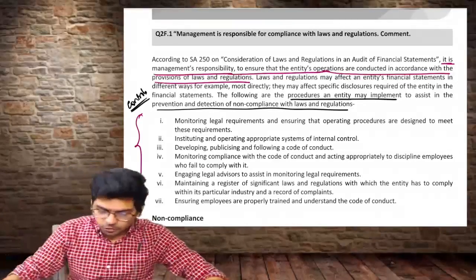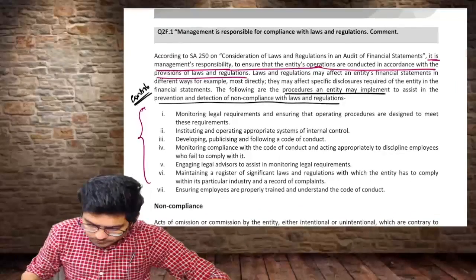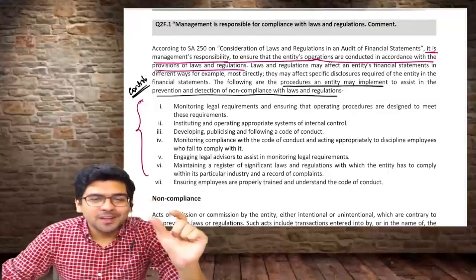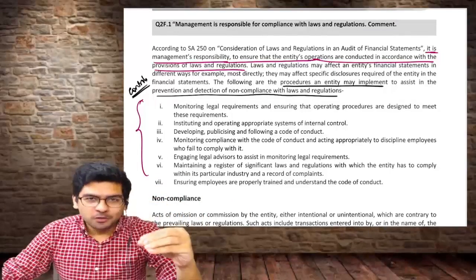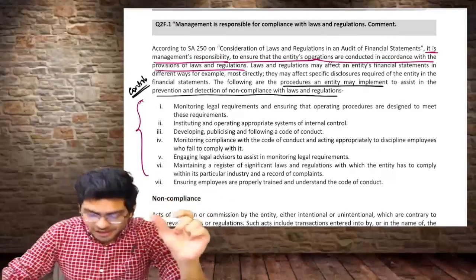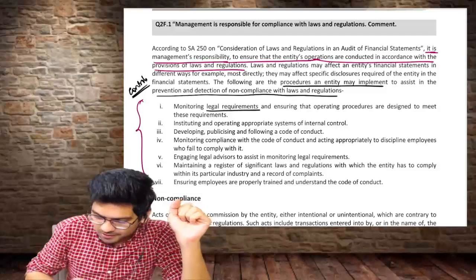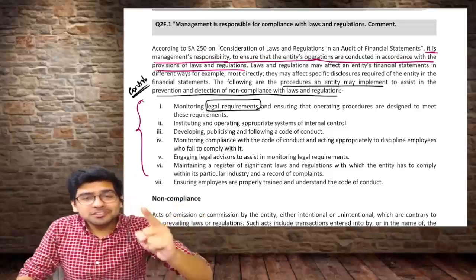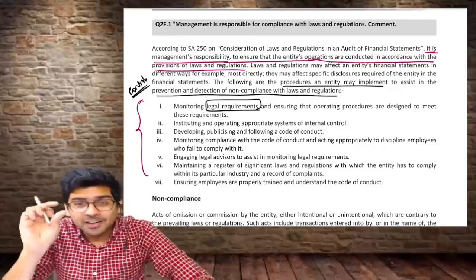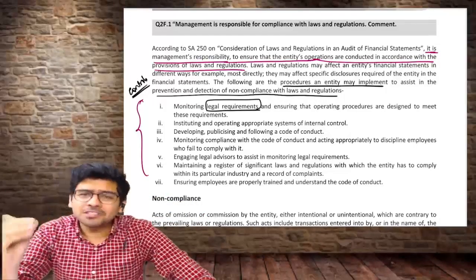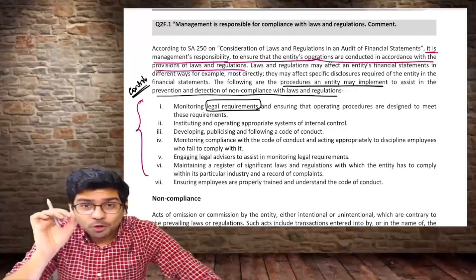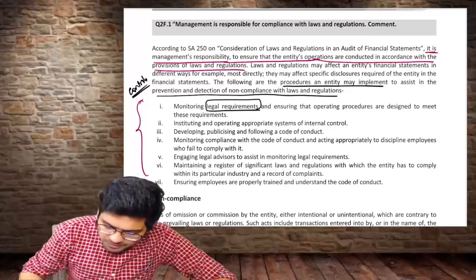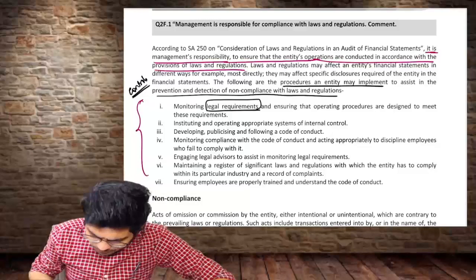Okay, so what can be the control? So let's understand the points now. First point is, see, the management first should be knowing what laws are applicable to them, then only they can think of complying with them, right? So monitoring legal requirements and ensuring operating procedures are designed to meet these requirements. So the first thing that the management needs to ensure, we are reading the controls, is they need to know their legal requirements. Okay, and as per these legal requirements, just a moment.